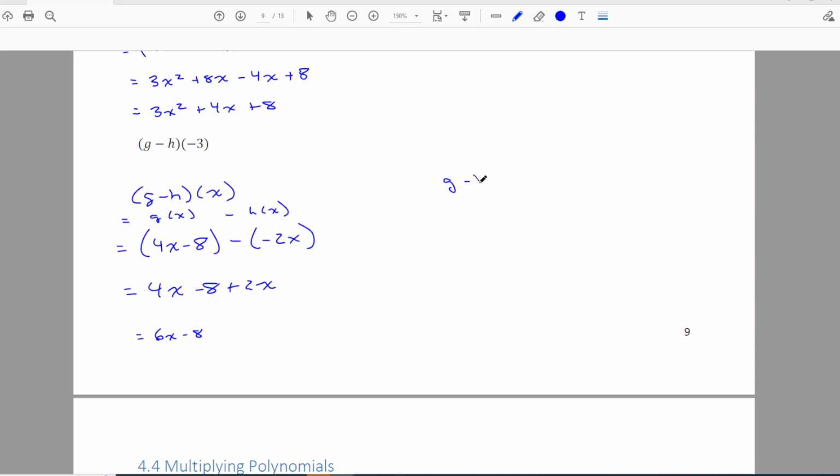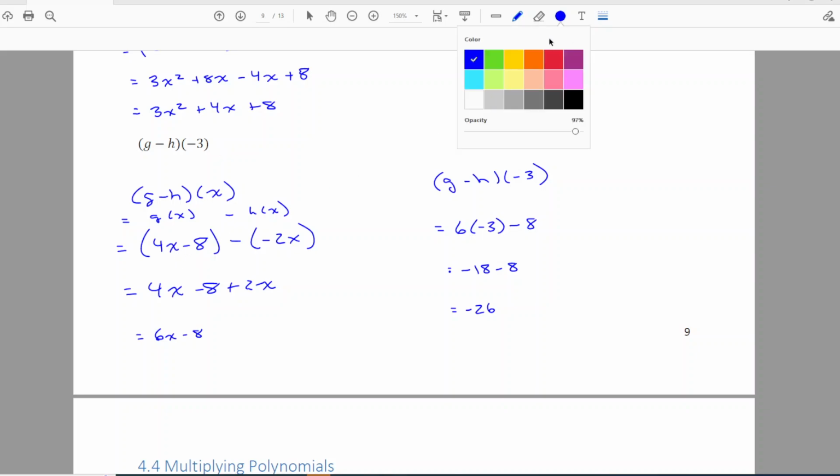Now I can find g minus h at negative 3. Again, you could have put negative 3 in at this point as well. It doesn't matter. I just find sometimes when things are simpler, it's easier to do. So you could find 6 times negative 3 minus 8, which would give you what? Negative 18 minus 8, which is negative 26, right? Or I could have found g at negative 3, h at negative 3, and subtracted the two answers. Or I could have put the negative 3 in as soon as I knew where the x was going to be, put it in here, and then see what I get. All right, good luck.